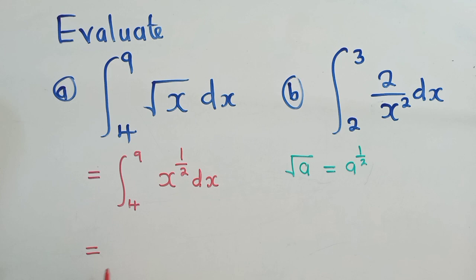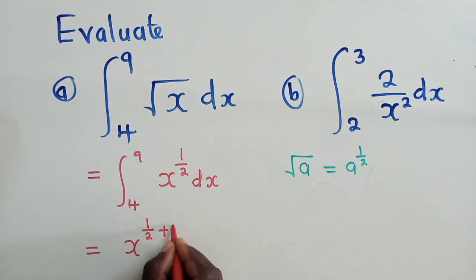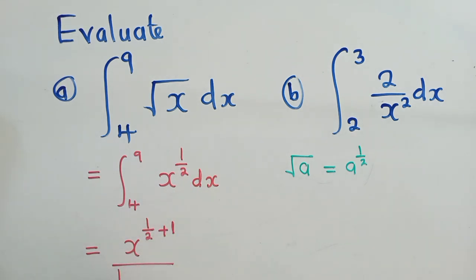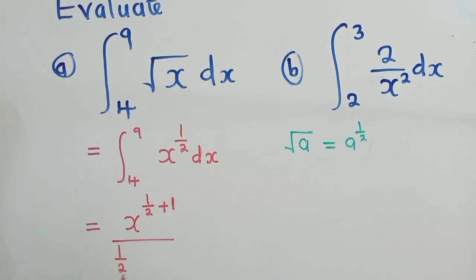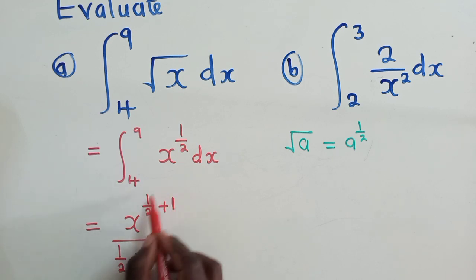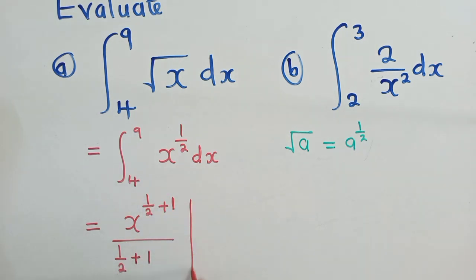So now, after this, we apply the rules of integration. So we're going to say x, the power there, 1 over 2, we add 1. We always add a 1 to the power. And then we divide by 1 over 2 plus 1. So you divide by all this stuff that we have. And then for the limits, a 4 will come here and a 9 right here.